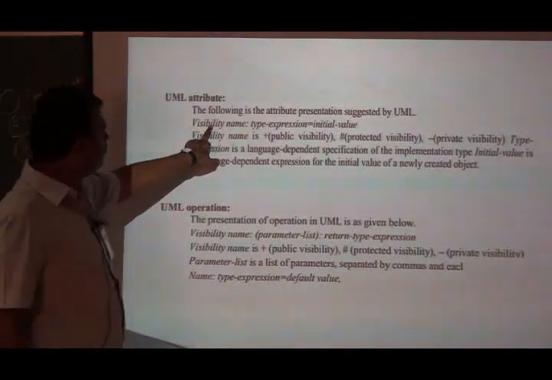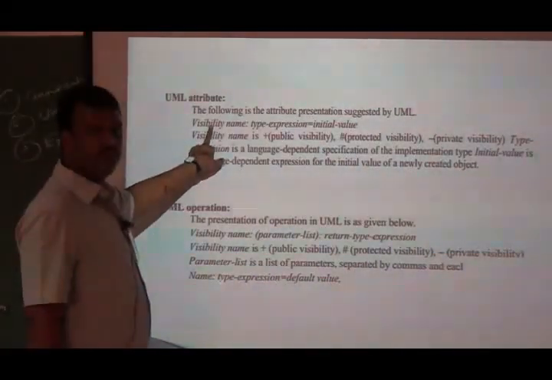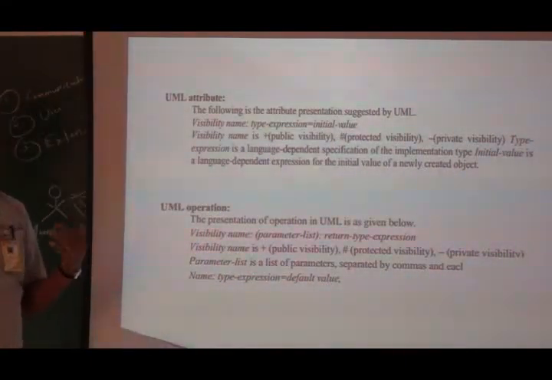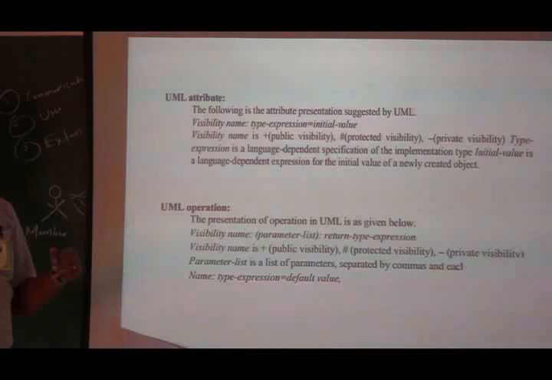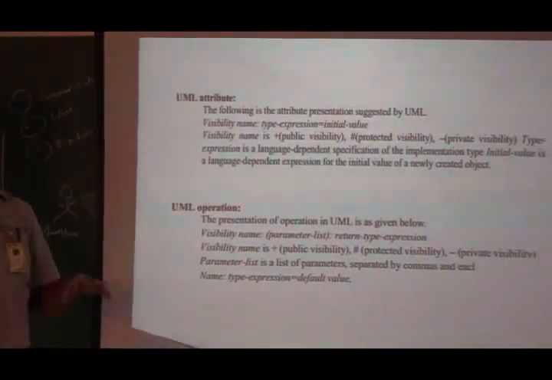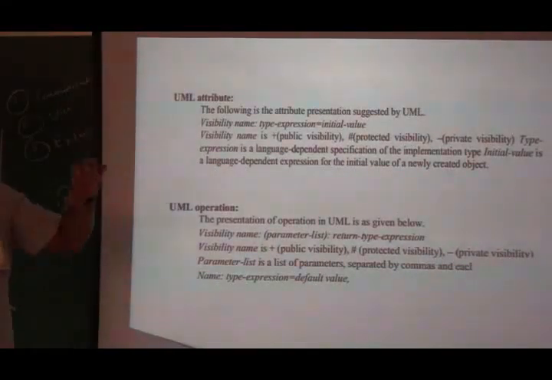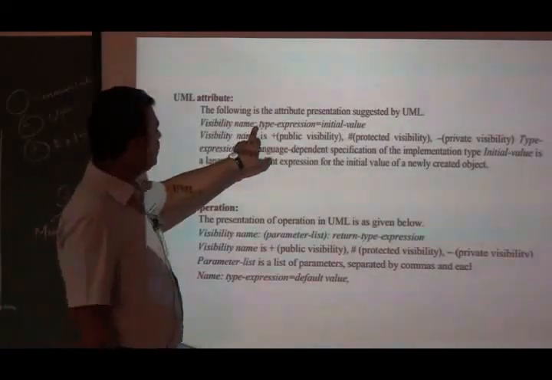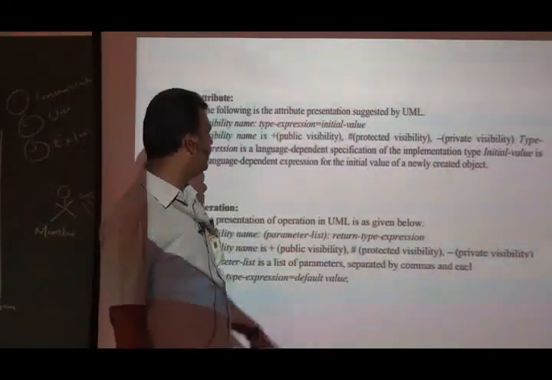The visibility name means it can be private visibility, public visibility or protected visibility. What do we mean by private? The private members can be used only within the class. The public members can be used anywhere. The protected members can be used only within the class and its immediate subclass. That is the visibility, name, type expression equal to initial value.